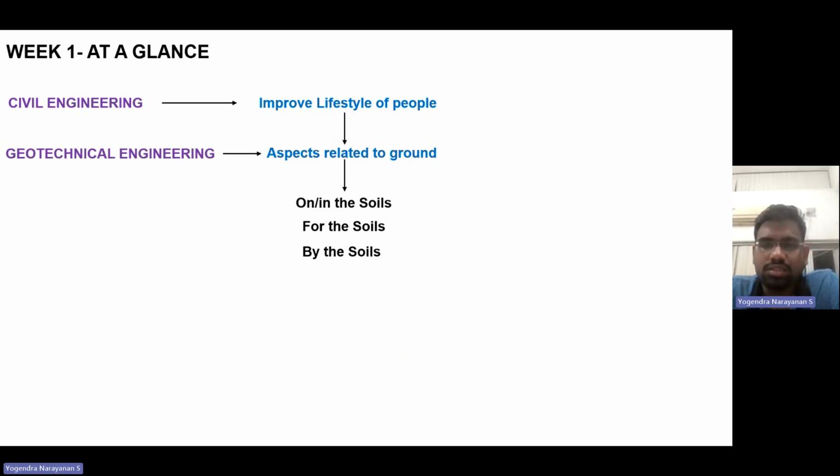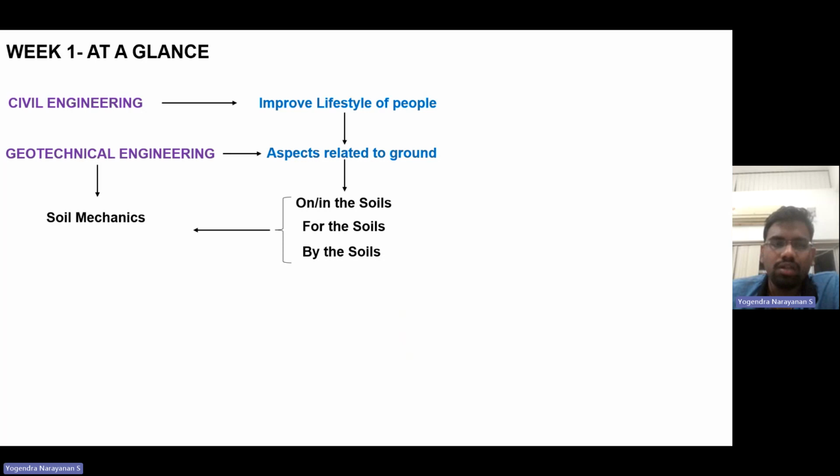And by the soils are the constructions or structures that are made using soils as the construction material itself. For example, earthen dams, or embankments for railway tracks or roads or airport runways, etc. So in this, the soil itself is used as a construction material.